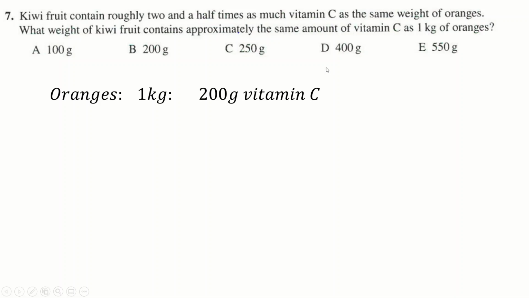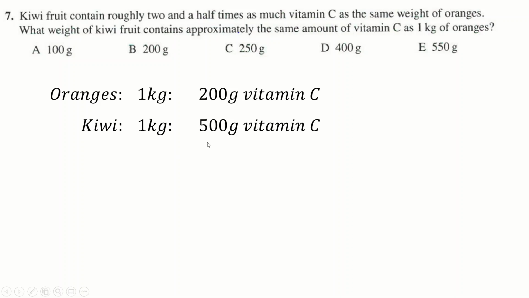Let's just make that up. Which means that if the same weight of kiwis has 2.5 times as much vitamin C, then 1 kilo of kiwis has 500 grams of vitamin C, because we times that by 2.5. Times by 2 is 400, half it is 100, add it on to get 500. So 1 kilo of kiwis contains 500 grams of vitamin C in my made-up world.